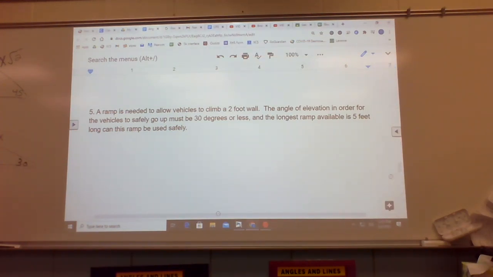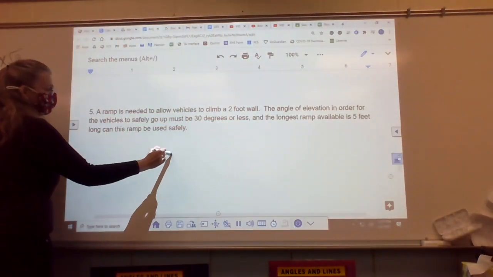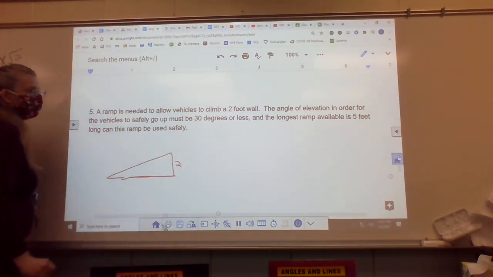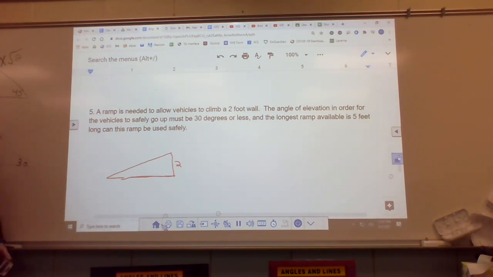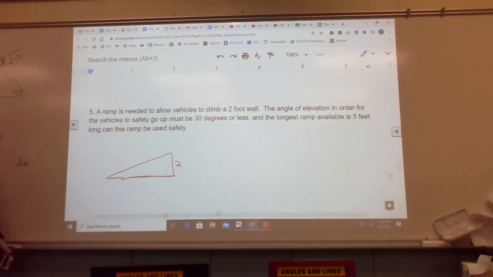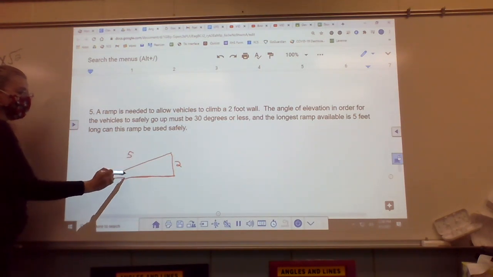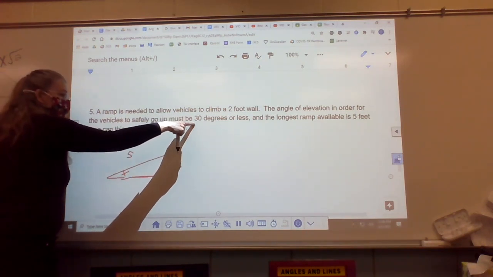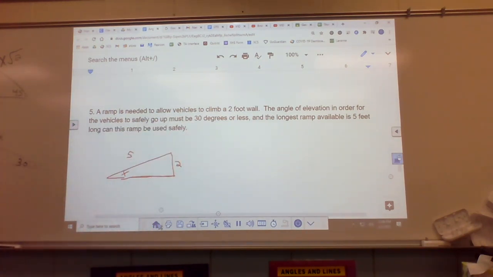Number 5. A ramp is needed to allow vehicles to climb a 2-foot wall. So I have a wall, I have a ramp. It's a 2-foot wall it's trying to climb. Now it does give me a degree. It says that the ramp needs to be 30 degrees or less. But I don't want to use that yet because it tells me how big the ramp actually is. The ramp is 5. So I want to figure out what angle the ramp is actually at and then see if it's safe because it needs to be 30 degrees or less. So I'm using how high the wall is and how long the ramp is.